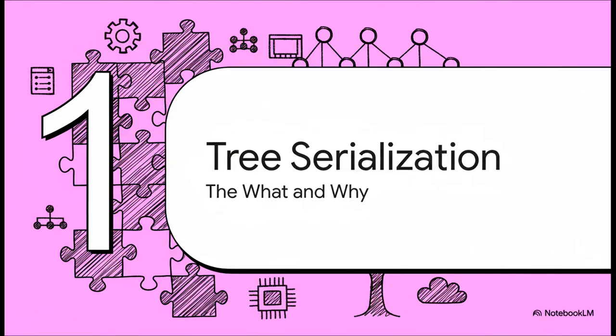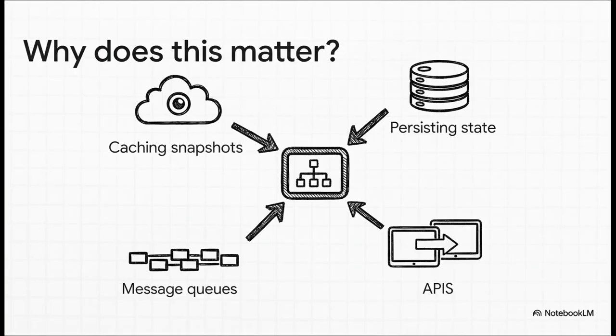So let's really dig into the what and the why here, because this isn't just some abstract puzzle for interviews. This concept is literally the backbone of countless systems that we all use every single day. Yeah, this is why it matters. Every time an application saves its state, or an API sends you a chunk of data, or a big system needs to take a snapshot for a cache, that's serialization at work. It's the magic that lets us move complex data out of active memory and into a format that we can actually save or send across a network.